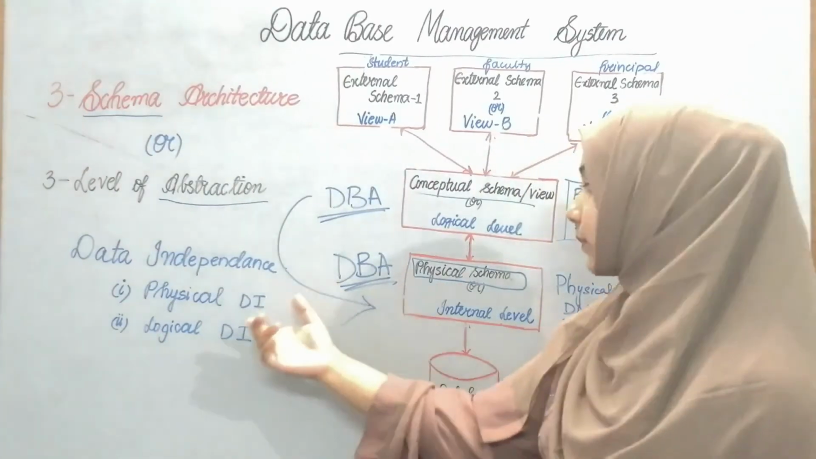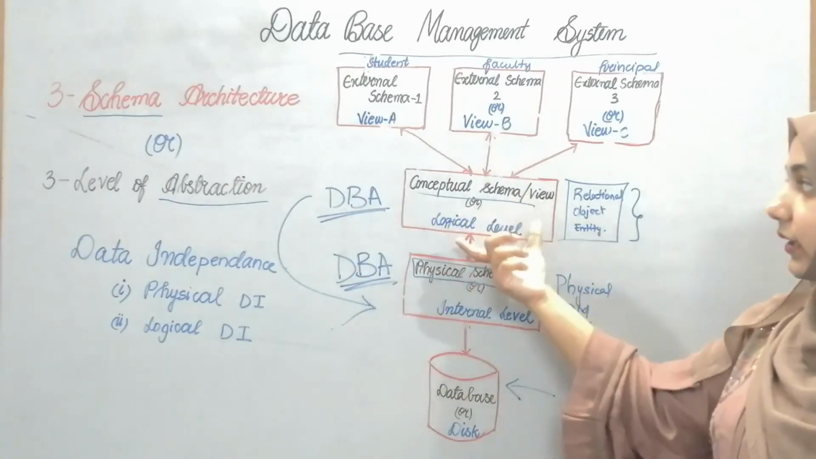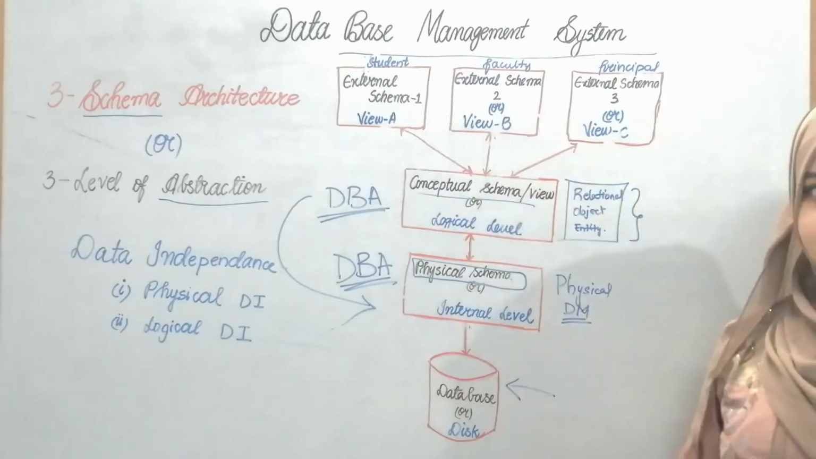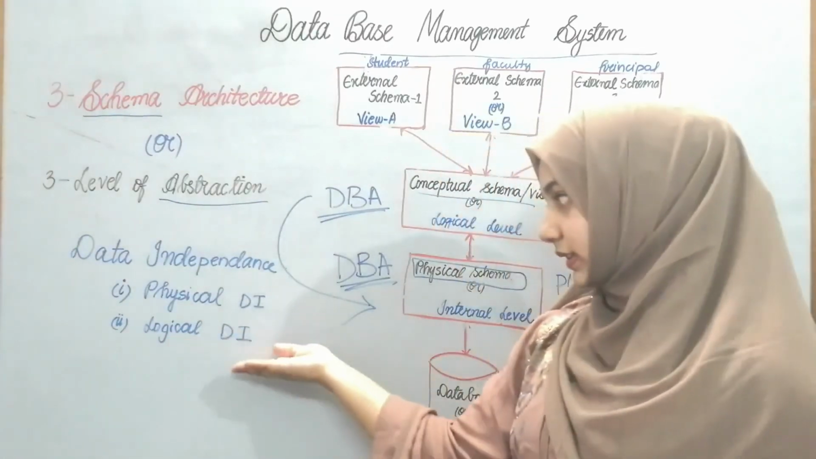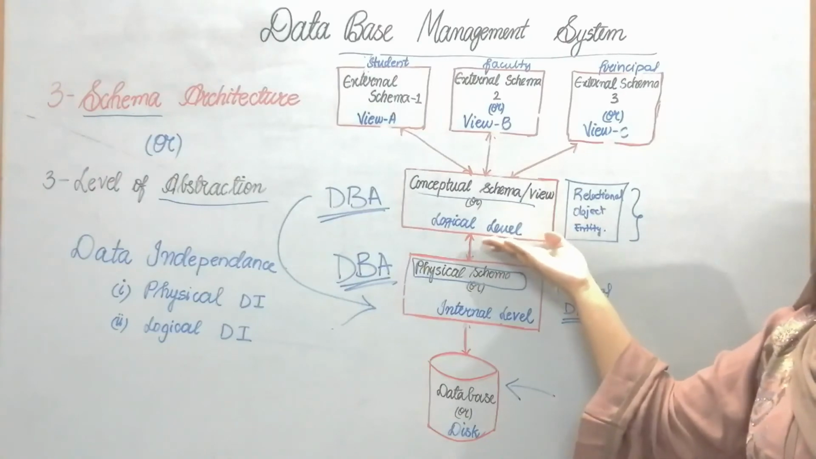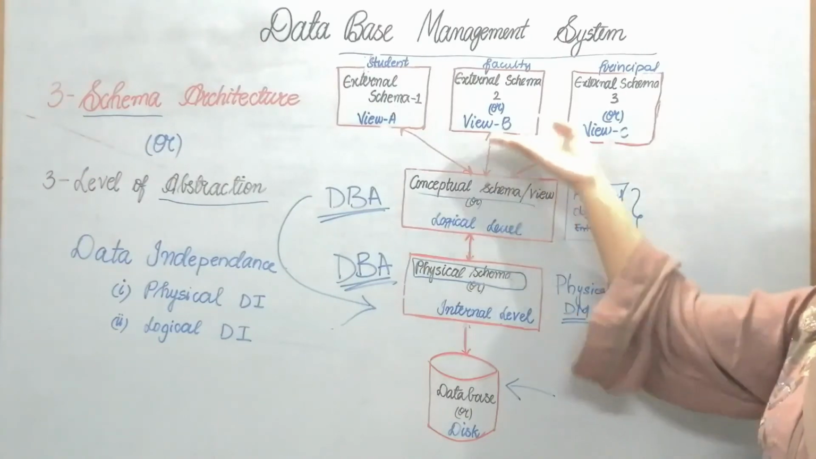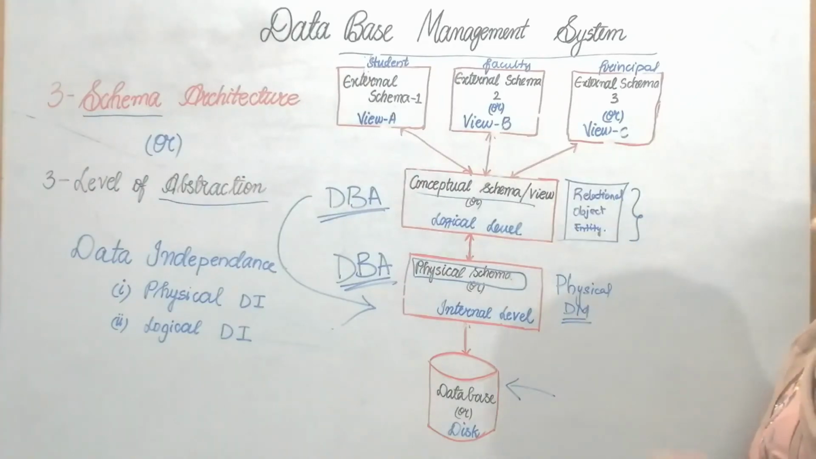Physical data independence means what? If you are changing the physical schema, it should not affect the conceptual or the external schema. Similarly, logical data independence means if I am making changes to the logical schema, it should not affect its external schema. So it is very simple.